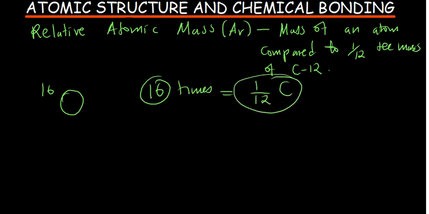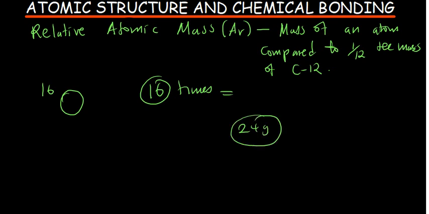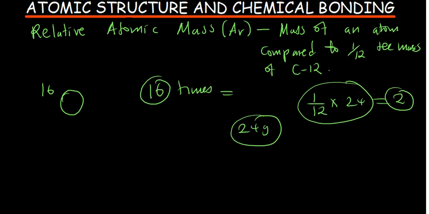So that's the meaning. So if you get carbon, let's say the mass of carbon is 24 grams. So we're going to say 1 over 12 of 24. This is going to give us 2. So meaning that oxygen is 16 times heavier than these 2 you are seeing here. That's relative atomic mass.